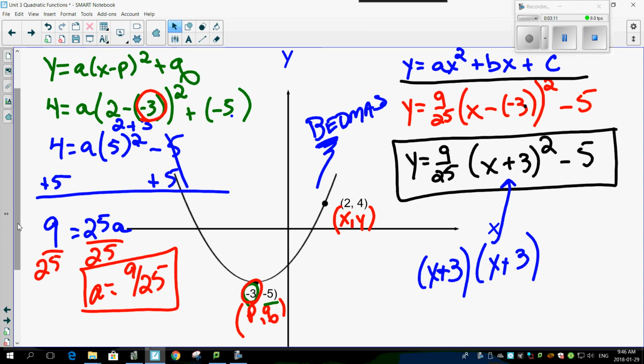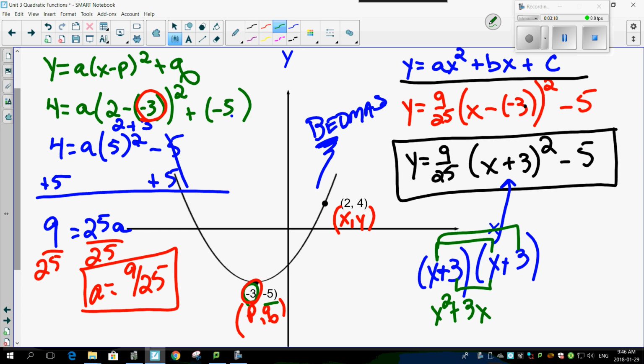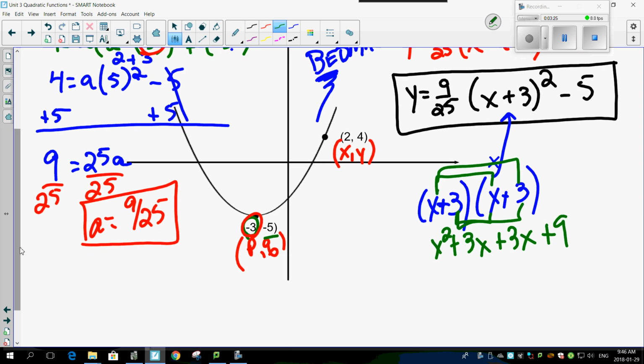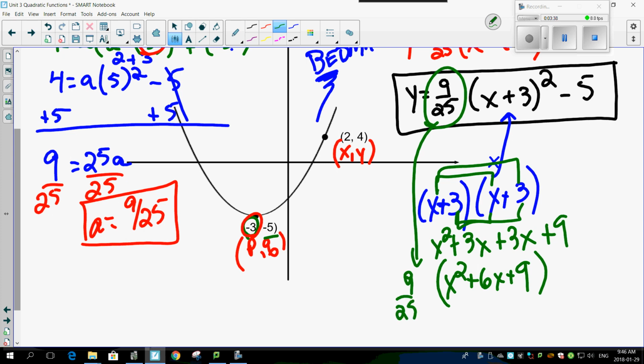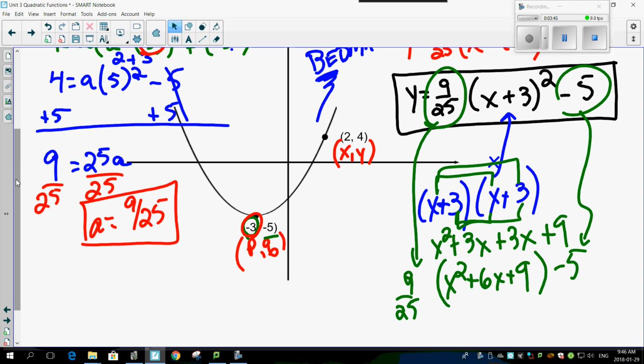And you have to FOIL this. So you're going to have x squared, plus 3x, plus another 3x, plus 9. And you can clean that up a little bit by saying, okay, this is x squared plus 6x plus 9. But don't forget all the other stuff that was with this. You had a 9 over 25 on the outside first, and you had this minus 5 over here. So again, like BEDMAS says, you have to do what's in the brackets first.